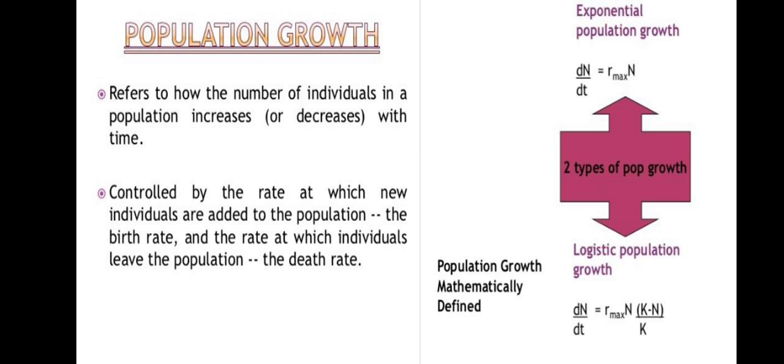Then we see exponential population growth. It is calculated by the formula dN/dt = r max N. There are two types of population growth. The first one is logistic population growth and the second one is exponential population growth. The logistic population growth can be calculated by dN/dt = r max N (K - N)/K.